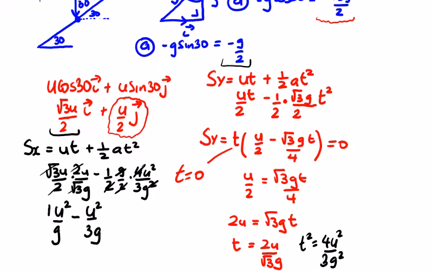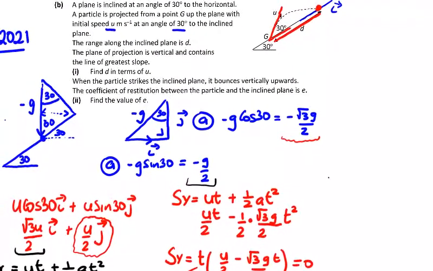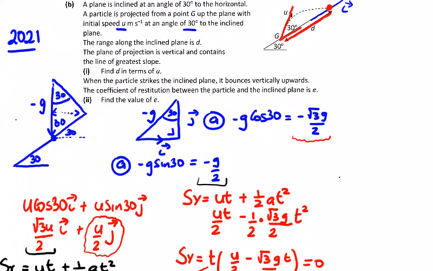So that's 1 full u squared over g minus a third of u squared over g, which would be equal to 2/3 of u squared over g. So that's the displacement in what we asked for: find d in terms of u. Okay, that's d in terms of u. That's part (a).